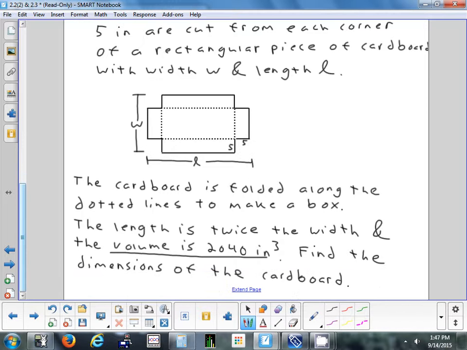Okay, find the dimensions of the original piece of cardboard if you were to lay it out flat, before we cut the corners off. First of all, does everyone see what they're asking for? You can visualize folding on those dotted lines, making like a little tray, kind of.